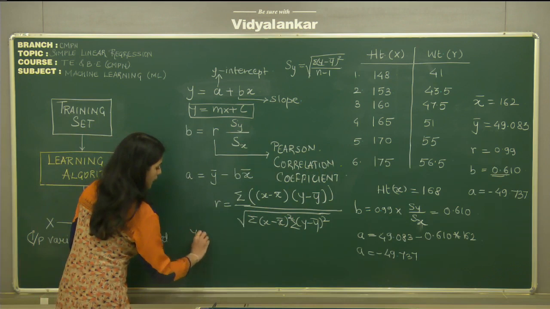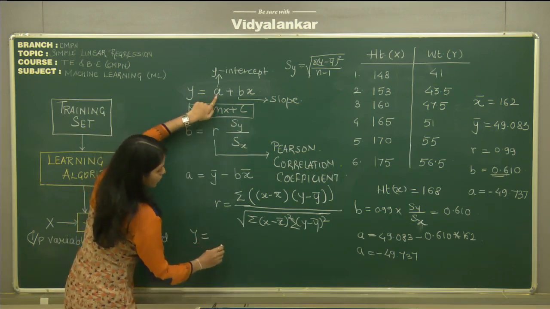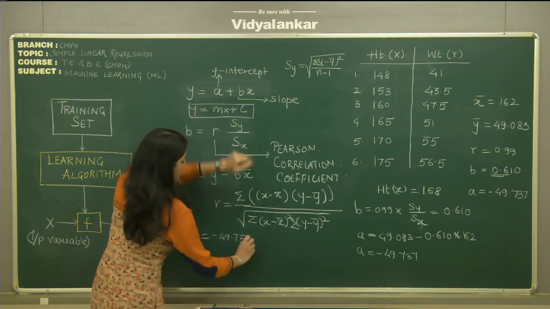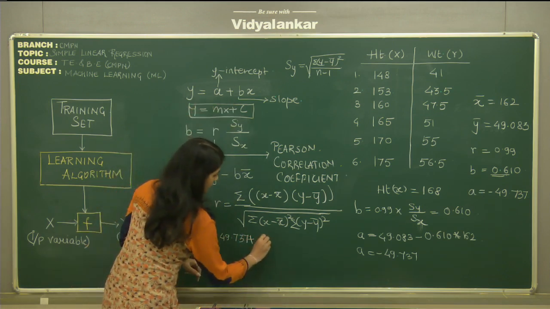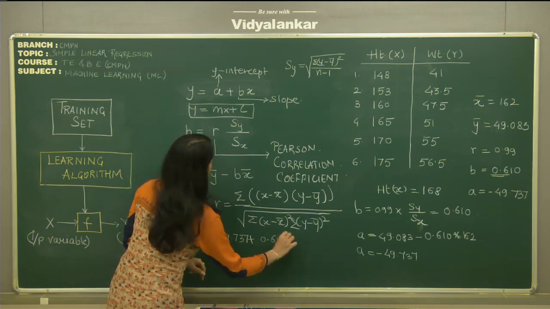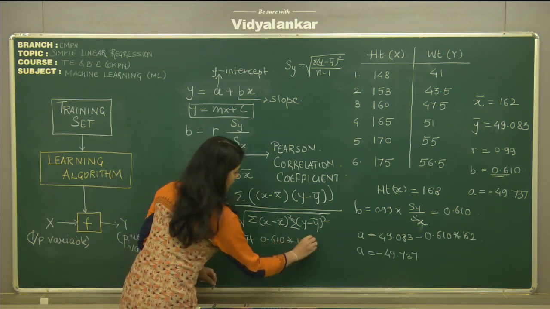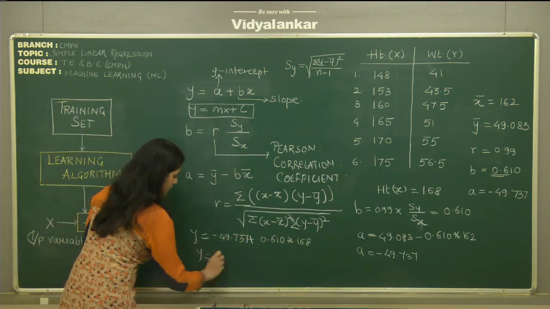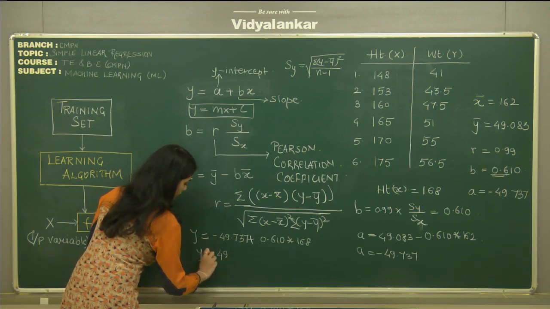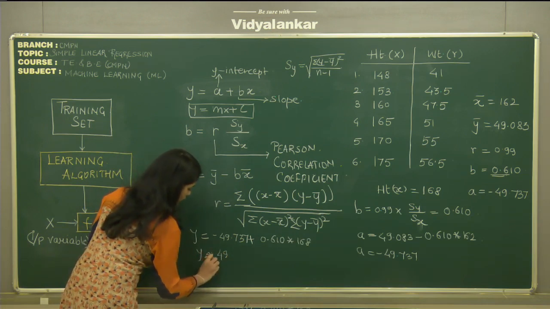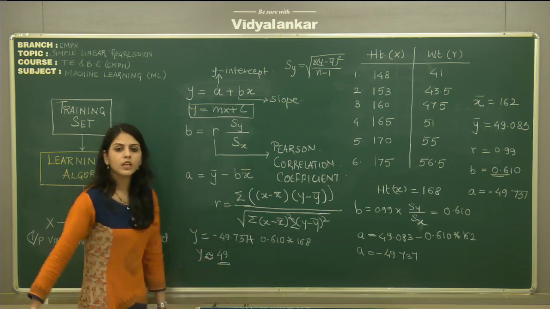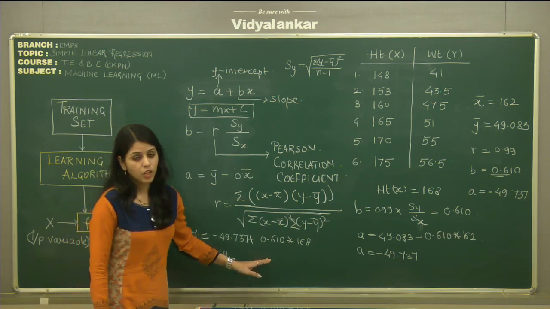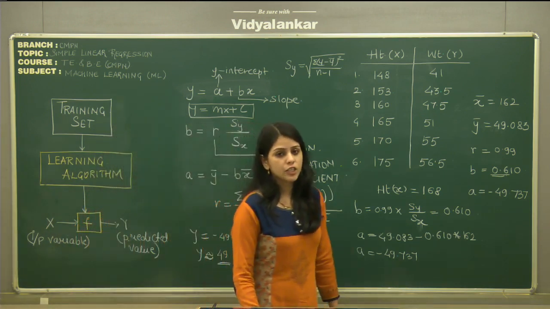So just put the values and you'll get the answer. That is y is equal to a, that is minus 49.737, plus b, which is 0.610, into x, which is 168. And you get y as approximately 49. So this is the weight of that person. So this is how simple linear regression works.